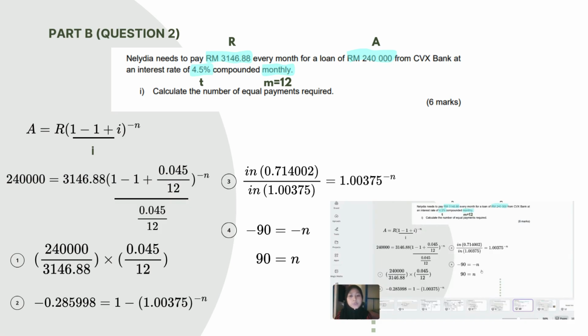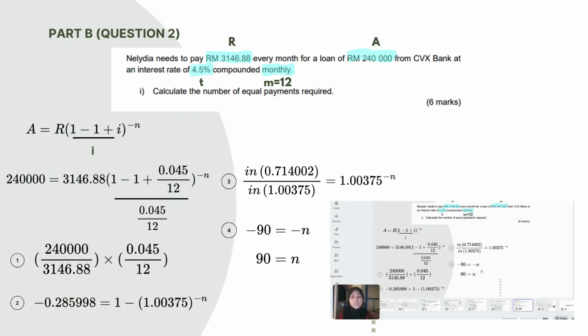First, we identify the given information. The loan amount is 240,000 ringgit. The monthly payment is 3,146 ringgit and 88 cents. And the annual interest rate is 4.5% per year, compounded monthly. Therefore, the monthly interest rate is 0.00375. Next, we use the formula for the present value of an ordinary annuity. Amount of loan equals monthly payment multiplied by the quantity 1 minus the quantity 1 plus monthly interest rate raised to the power of negative number of payments, all divided by the monthly interest rate.